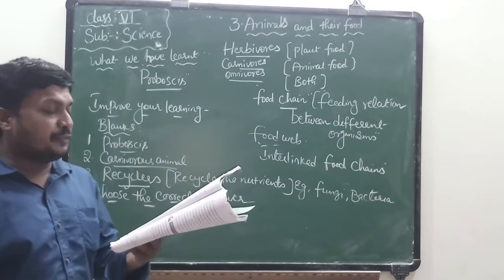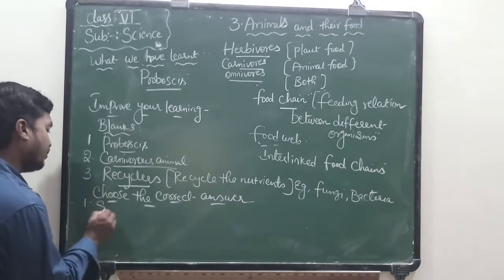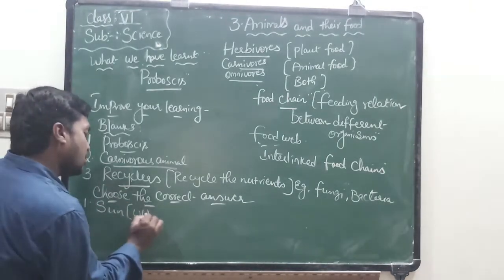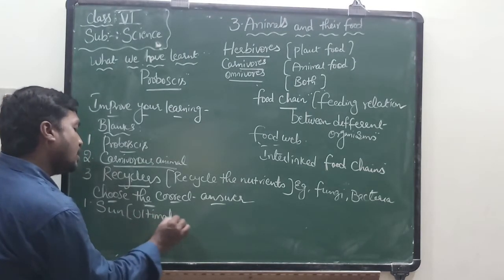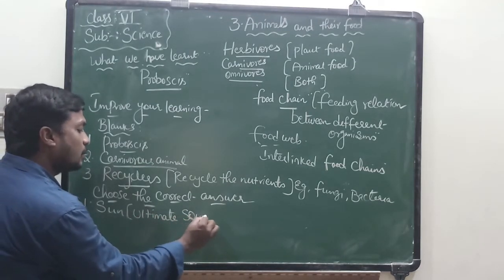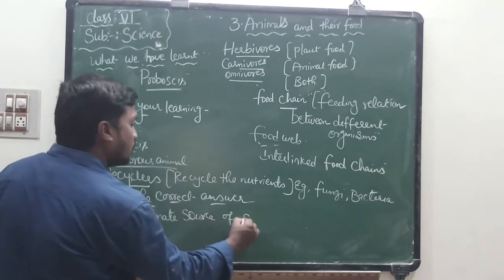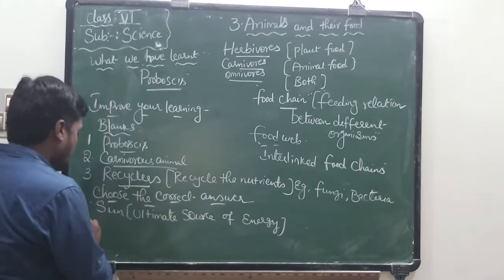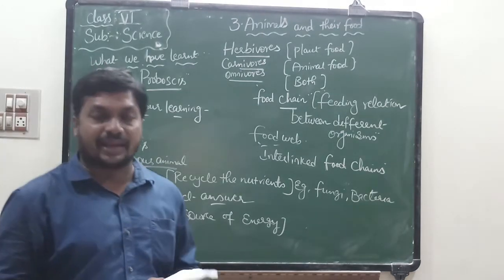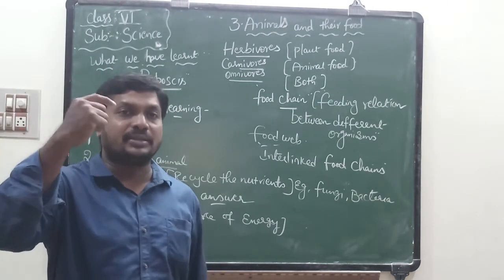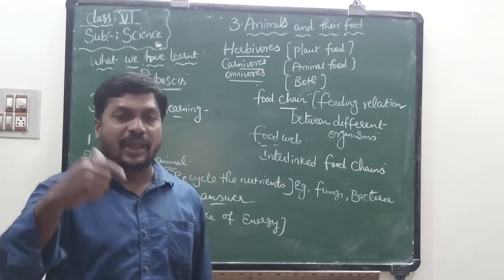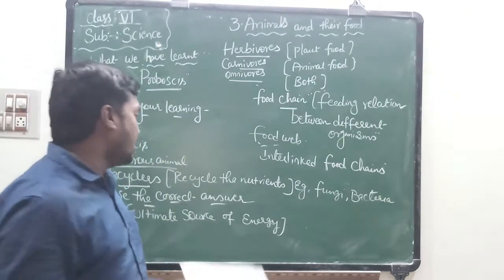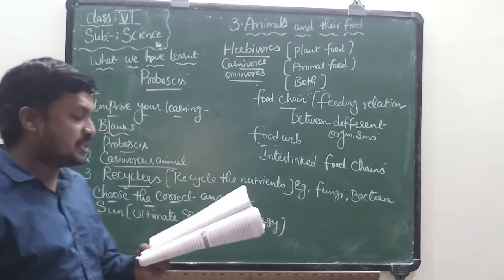The source of energy for a food chain is sun. First, choose the correct answer: sun. That's why sun is also called the ultimate source of energy. Do you know the energy present in sun is transferred to plants and to animals? So the main source of energy is sun. That's why sun is the ultimate source of energy.